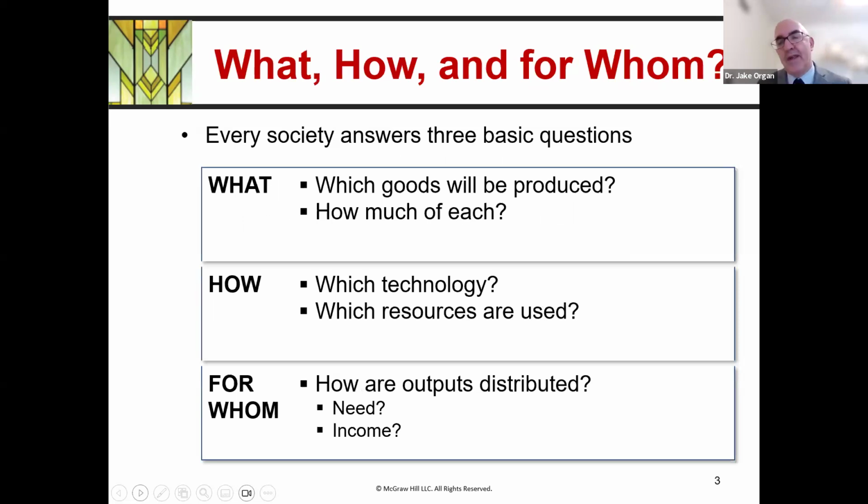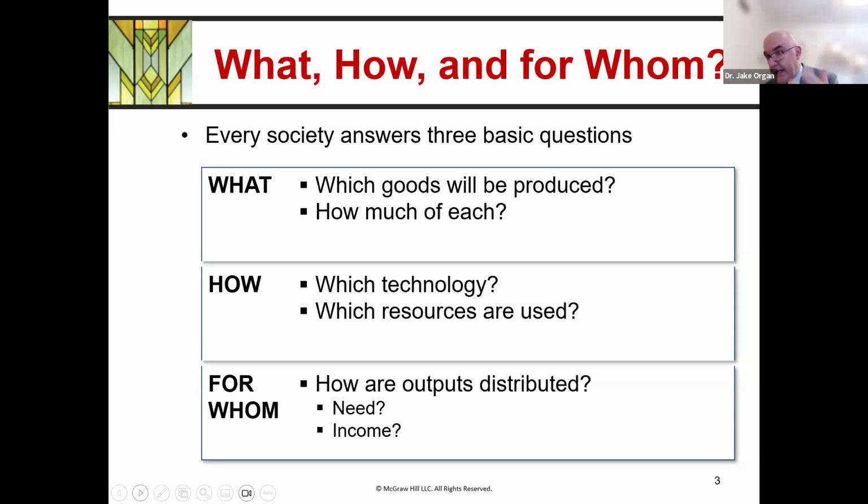So before we look at supply and demand, let's look at some big questions. Basically, every society, and this is macro, but it's also worked out in terms of micro, has to answer three basic questions. Which goods will be produced? How much of each? How? Which technology? Which resources are used? And for whom? How are outputs distributed?